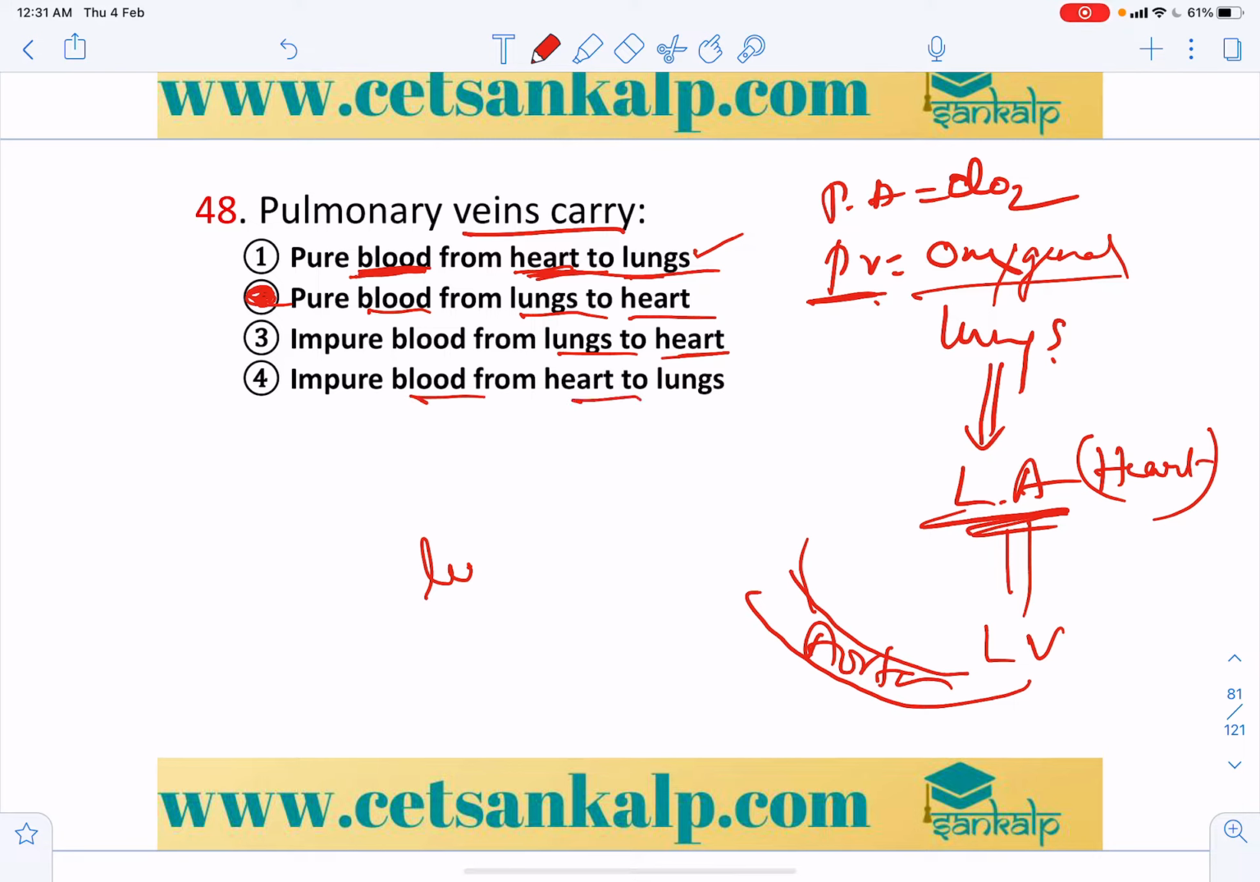Impure blood from heart to lungs. That is carried by the pulmonary artery. The pulmonary artery carries impure blood.